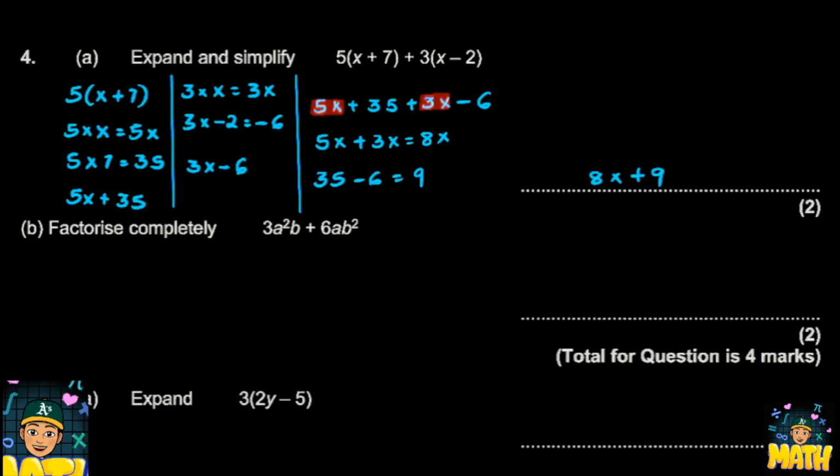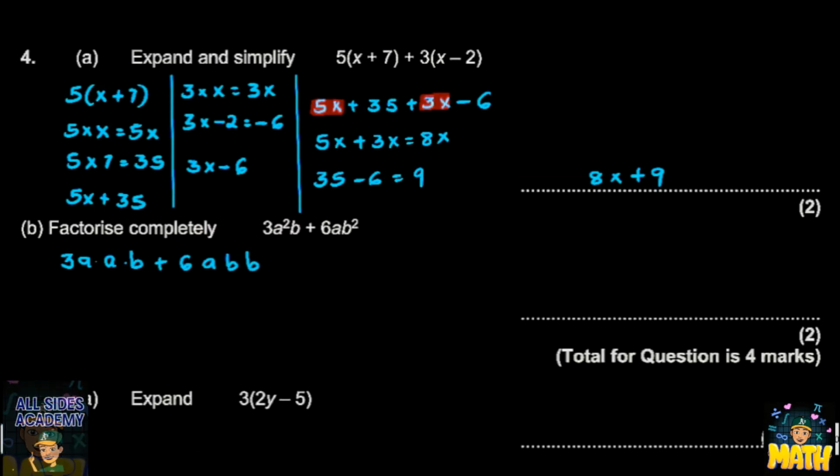Factorize completely. Once again, for these kinds of questions, express them as dot products. So I'll write 3 dot a dot a, because it's a squared, dot b, plus 6 dot a dot b. Now I start with the numbers. Here we have numbers and we have letters as well. The 6, I can express as a product of its factors, 2 times 3.